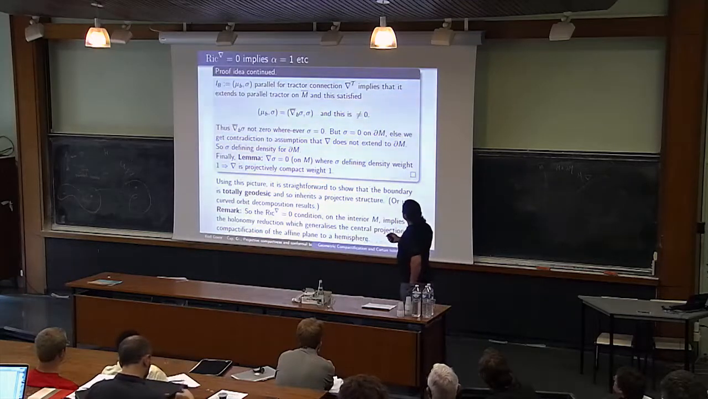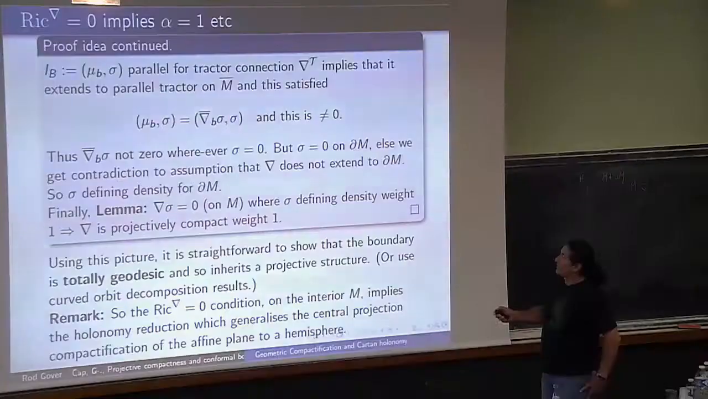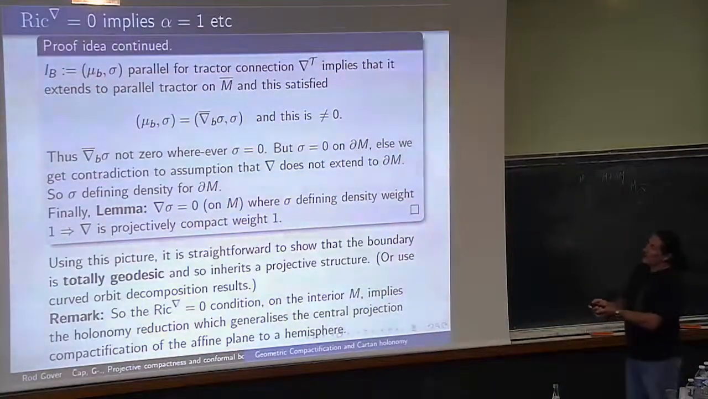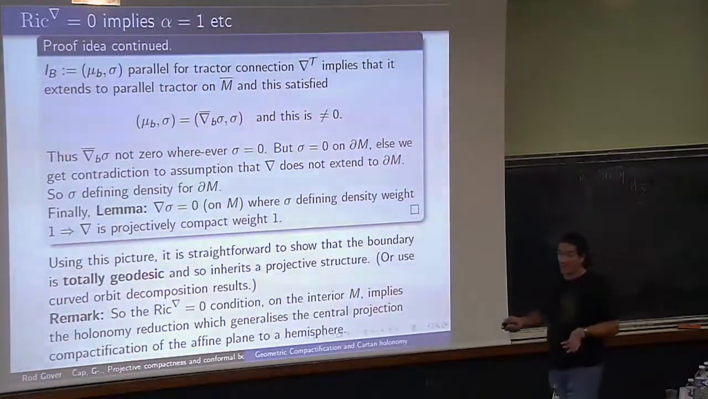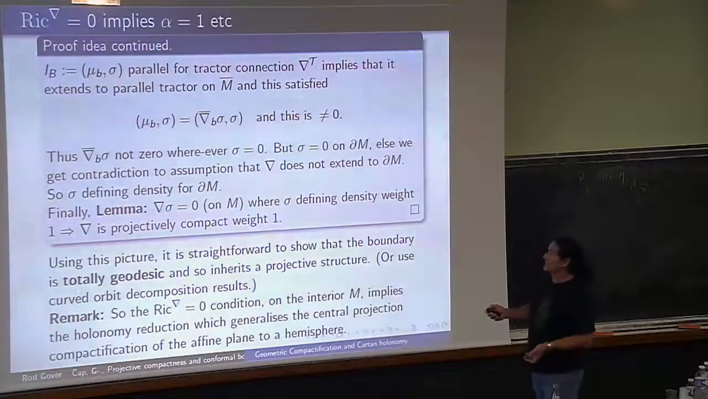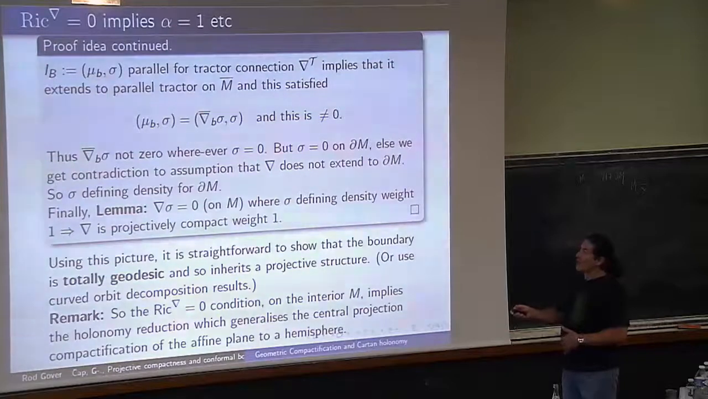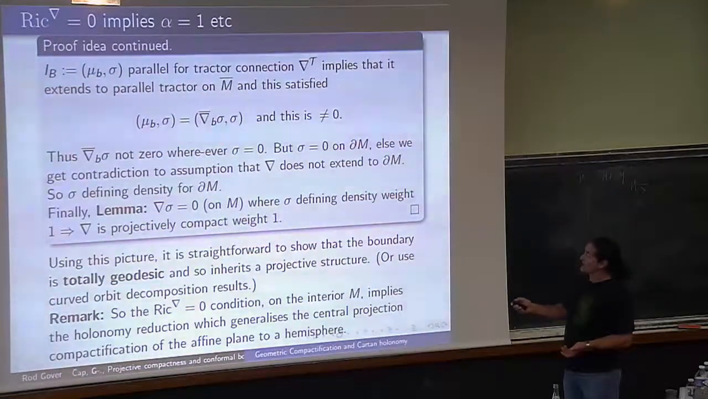Okay, and when you extend it to the boundary, first of all, this density has to vanish at the boundary because it's the scale, and if it didn't vanish at the boundary, it would mean that your affine connection on the interior extended to the boundary, but we assumed it didn't. Okay, so if this was complete or whatever, then it has to be that the sigma vanishes at the boundary. But the whole tractor can't vanish because it's parallel and it wasn't zero on the inside. So on the boundary where sigma vanishes, the derivative of sigma is not zero. So this is a defining density for the boundary.